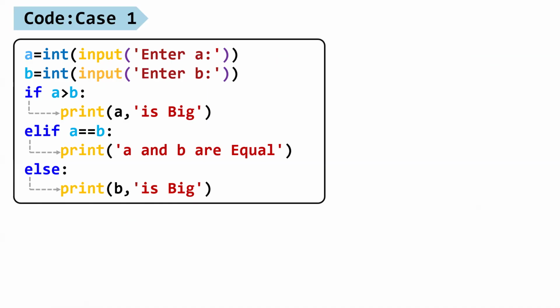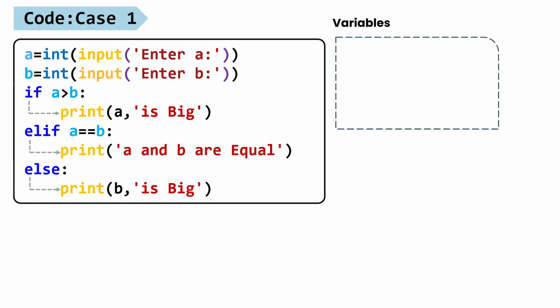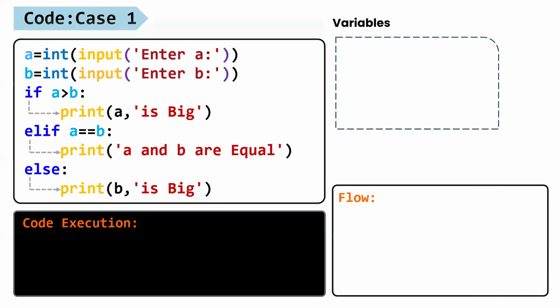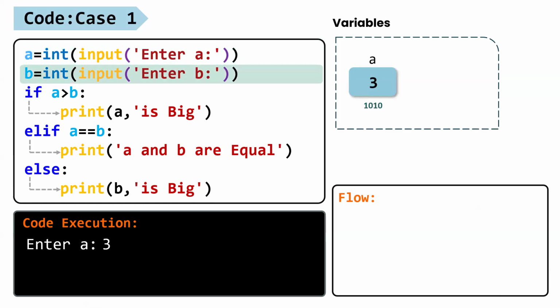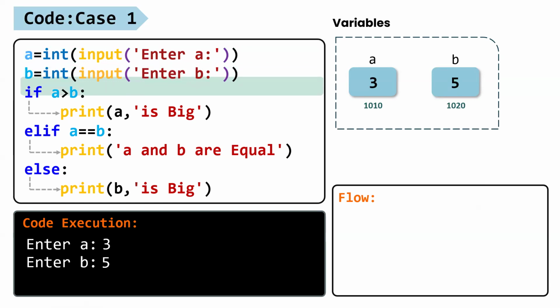Now let's check it out. This is the same as the previous one. First let's execute the first line, taking an integer input and storing it inside A. I'll get the prompt to enter A. I have entered A as 3. Inside my memory, A will be stored as 3. Now running the next one. B will be executed, and I have taken B as 5. Inside my memory, B will be stored. Next, it will execute the next line.